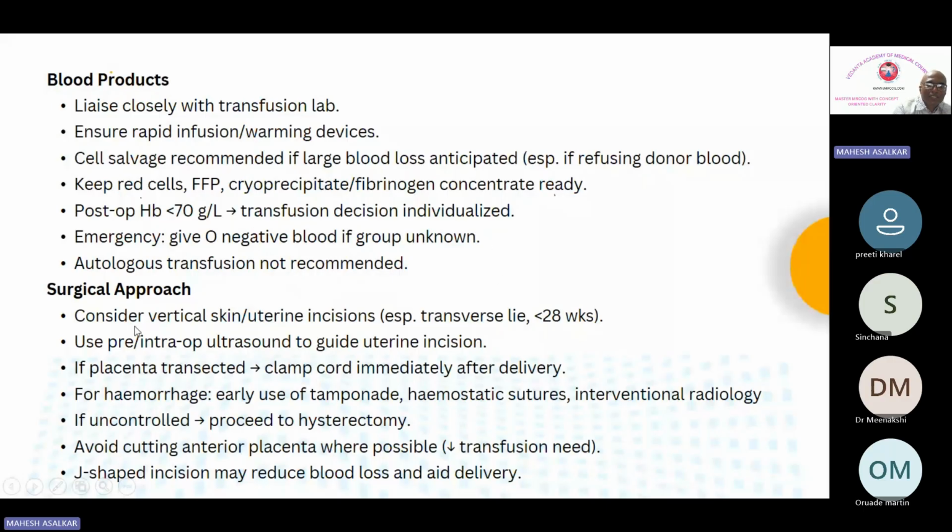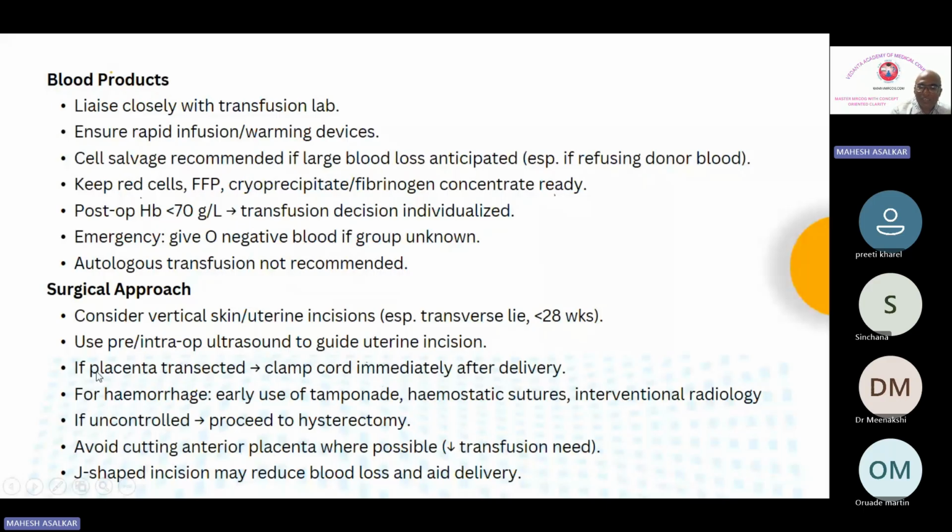Okay. Then surgical approach: less than 28 weeks, transverse lie, vertical incision over the skin as well as the uterus. Use pre- and intra-operative ultrasound to guide the uterine incision. If the placenta is transected, suppose you cut through the placenta, you clamp the cord immediately. Otherwise, for routine cesarean section or vaginal delivery, we go for delayed cord clamping.